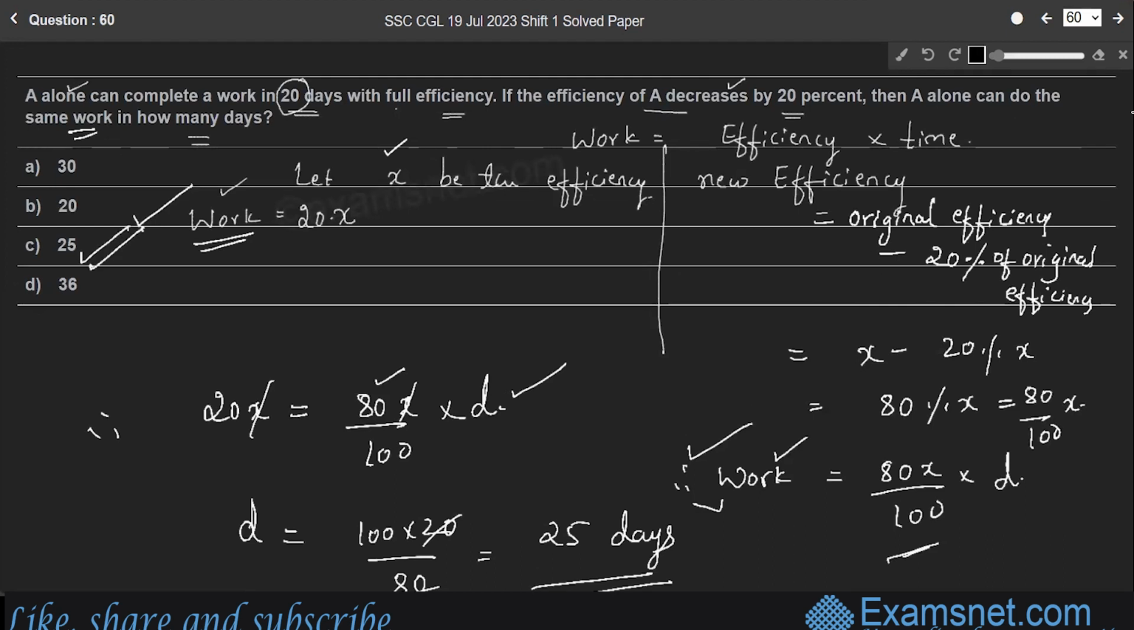I'll repeat once again, students. Here we are using the simple concept of work, which is equal to efficiency into time, right? Originally, the person has the efficiency X. Therefore, the amount of work he is going to complete will be 20 into X, because he is going to take 20 days to complete his work, right? With his new efficiency, which is 20% less than his original efficiency, his new efficiency becomes 80% of his original efficiency.